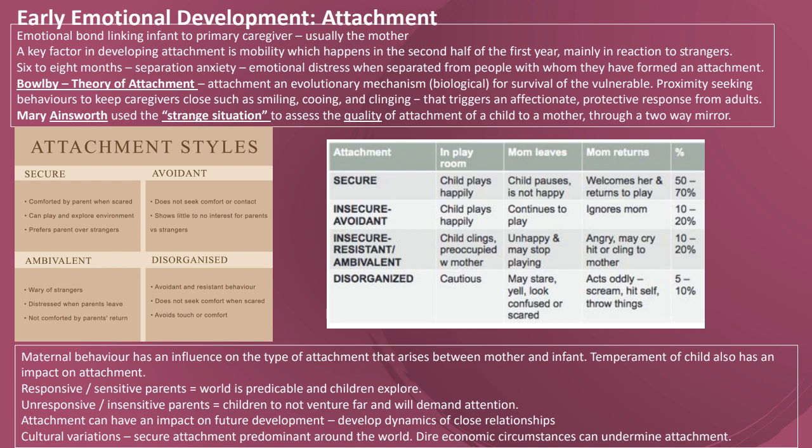There's an attachment style called avoidant attachment, where the child does not seek comfort or contact and shows little interest in the parents versus strangers. Ambivalent attachment style is a child who is very wary of strangers and very distressed when the person leaves and is not comforted at all when the parents come back. And a disorganized attachment style is where the child is very avoidant and has resistant behavior, doesn't seek comfort when they're scared, and avoids touch or comfort.